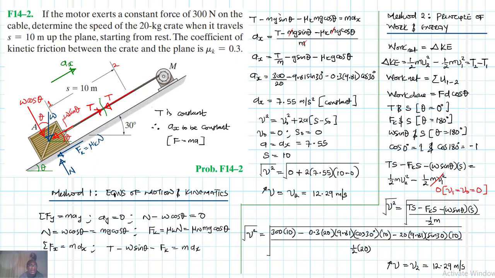Let's just outline the solutions. In this we used two methods. It's really up to the examiner to tell you which method to use. If it's open, then you can use whichever method you feel can be applied.